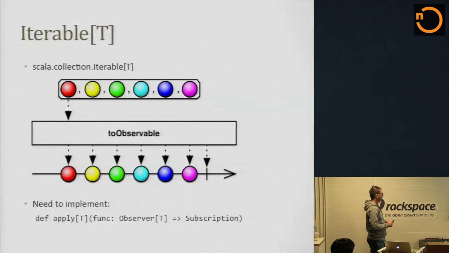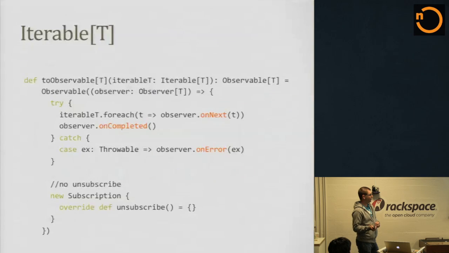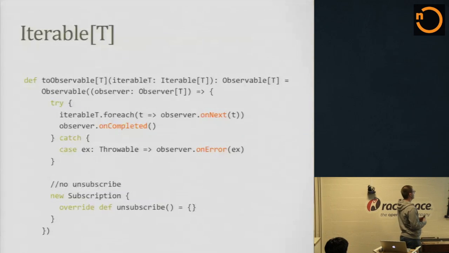So an iterable is a collection of elements. They're all known. This is a list in memory. What do we want an observable view of that list to look like? We want it to look like each of those elements having onNext called upon them, and then an onCompleted. That is implemented as follows.